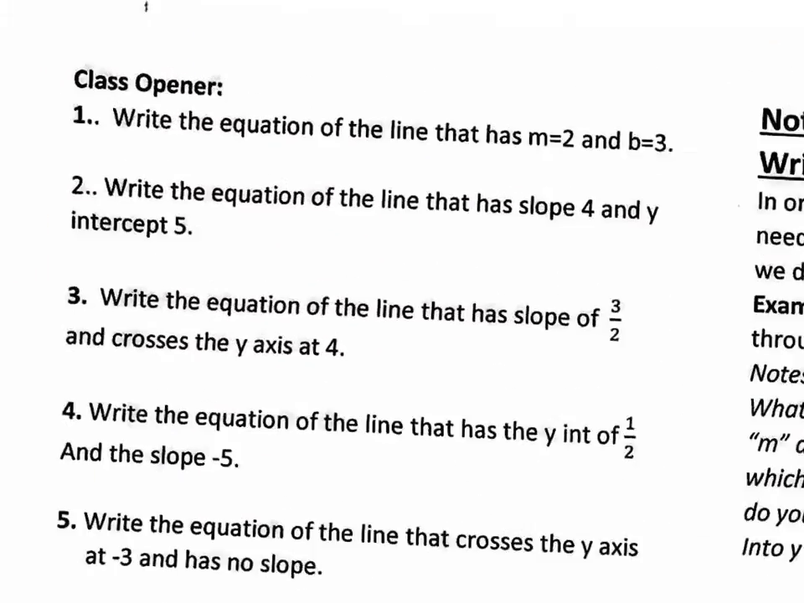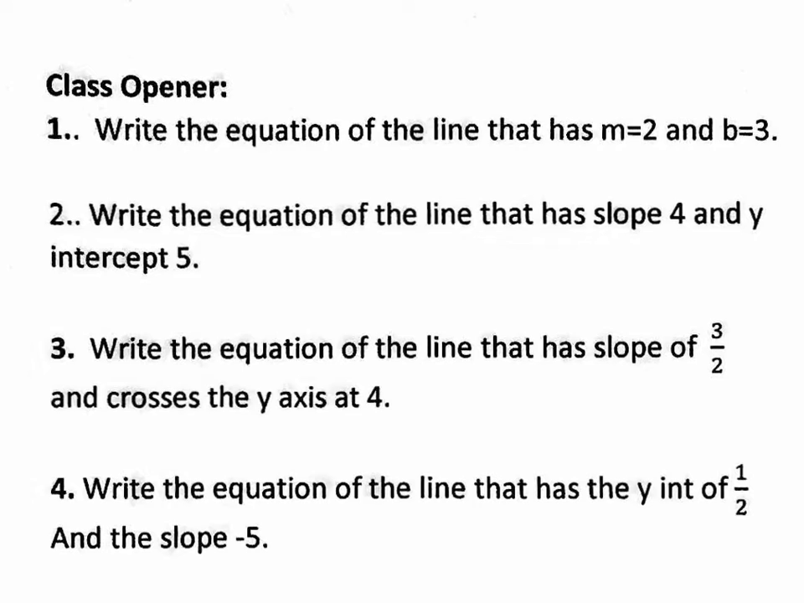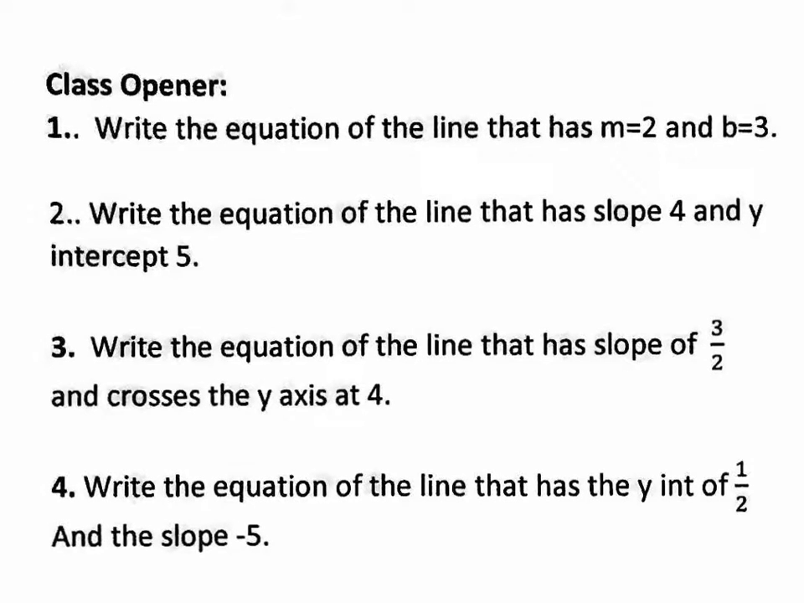So let's check out this one right here. Number 1 on the class opener. We're going to start with super easy questions, all right? Straightforward. You already know that you need the m and you need the b to write an equation. It says write the equation of the line that has the m 2 and the b 3. How easy could it get, right?